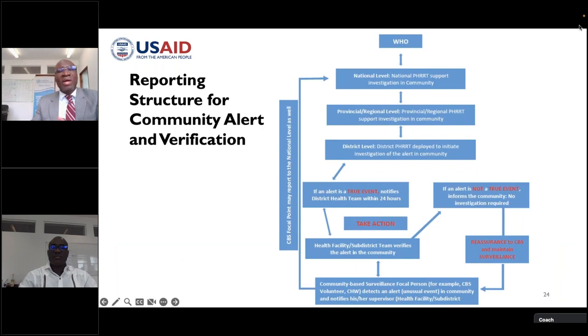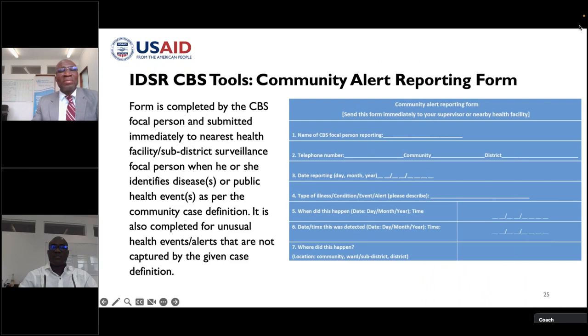In the same vein, you have the community alert reporting form, which is also part of the IDSR technical guidelines. These are some examples. Actually, it's the next slide, because this one was repeated. Next slide, please. Right. So these are examples of community alert reporting completed by a focal point in the community and submitted immediately to the nearest facility or sub-district level. Those are tools that are there to help capture the events happening at the community level. They are powerful, but the problem is the actual use of them. Also, because it is so much paper-based, the burden is high, and that is not always effective.